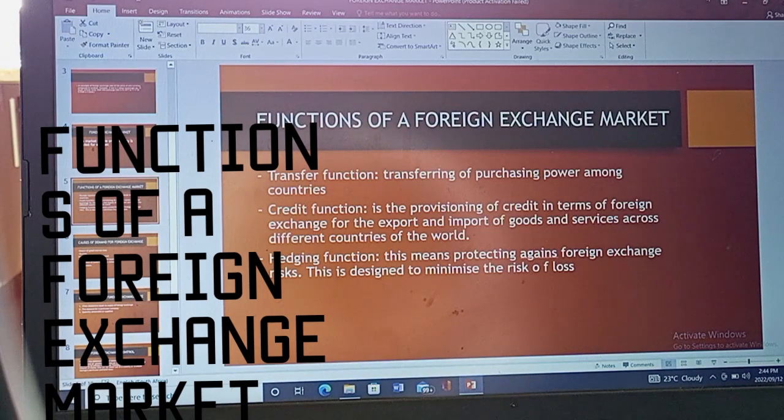Now, what is a transfer function? The transfer function has to do with transferring of purchasing power among countries. What does this mean if we say transferring of purchasing power among countries? Purchasing power simply is the value of the currency that you hold. So if I want to buy something in the US, the amount of money I will need from my country to buy that is what we call the purchasing power.